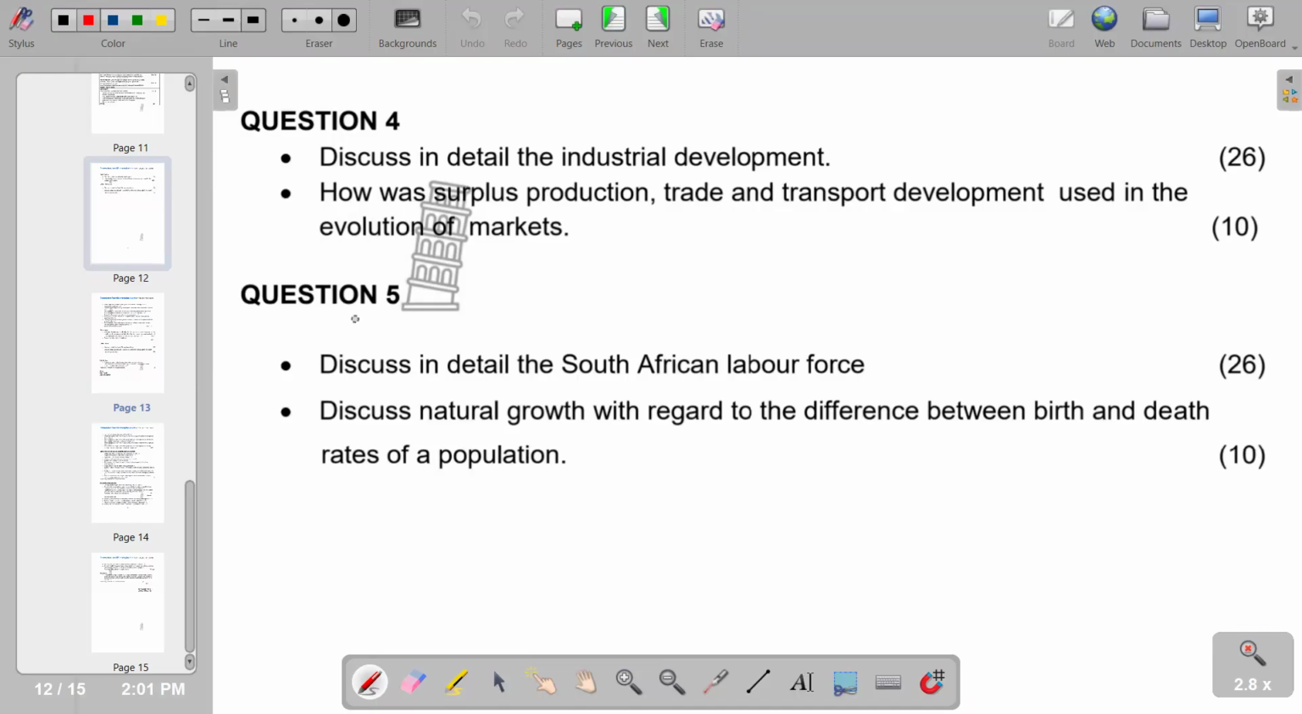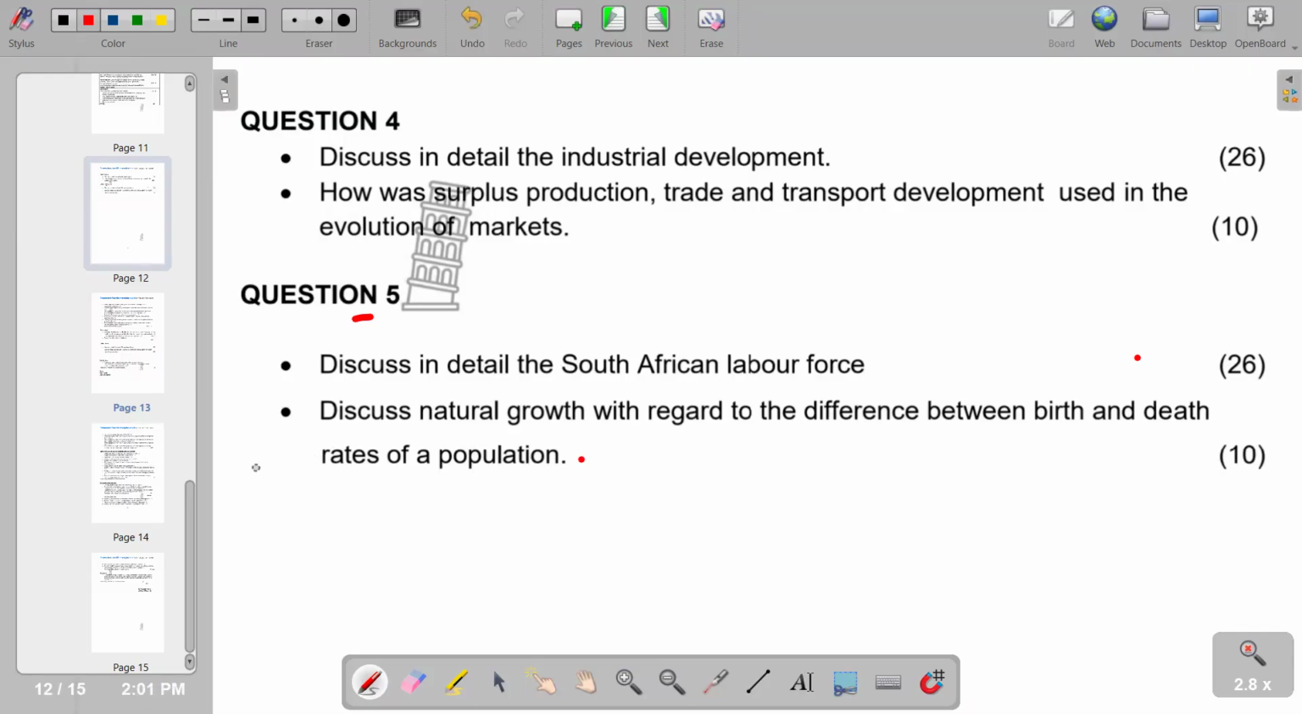On our second essay, it reads, discuss in detail the South African labor force, with 26 marks, which is going to be the main part. And then on the second part, which is the additional part, discuss national growth with regard to the difference between birth and death rates of a population. This is now the additional part.